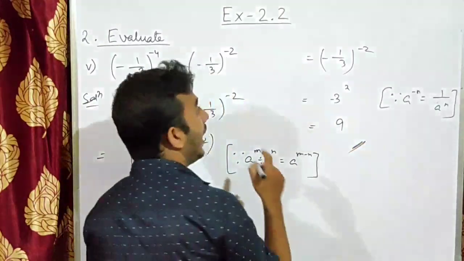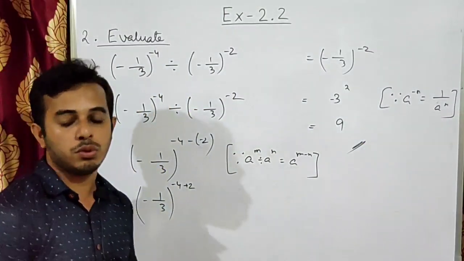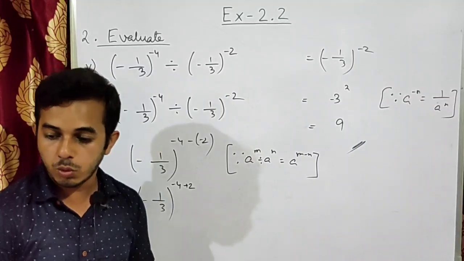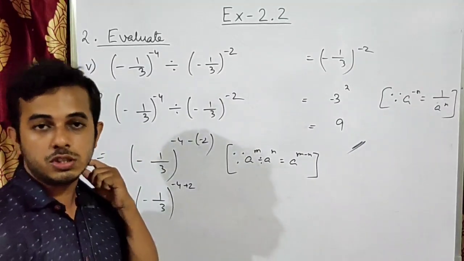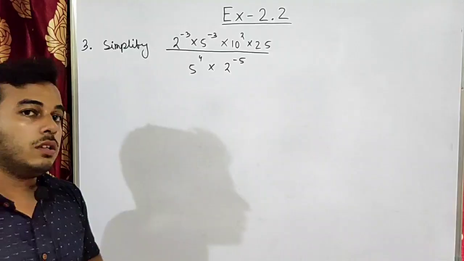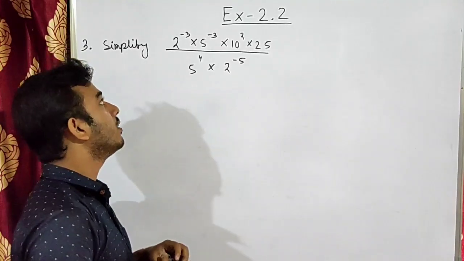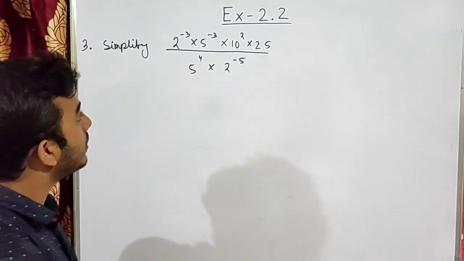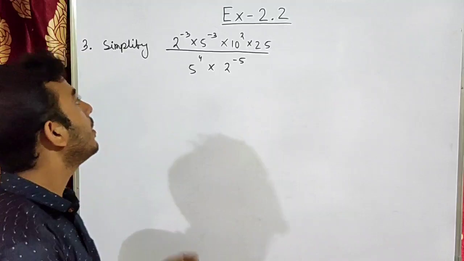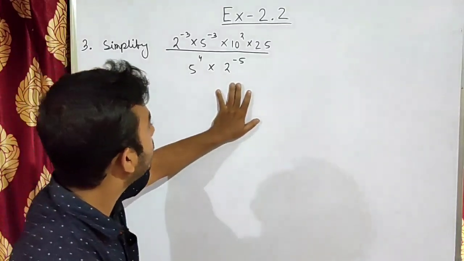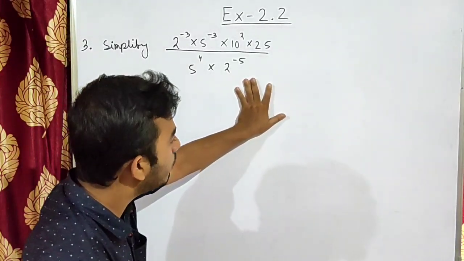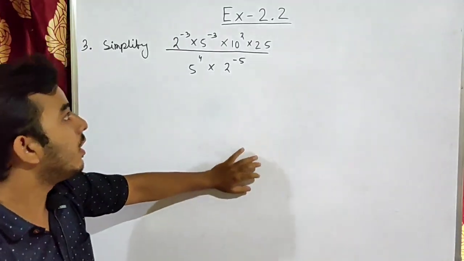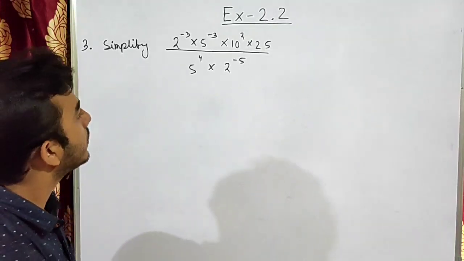Okay. And there is number 3, 4, you can solve yourself. If you don't, we'll solve in our next class. So now let's move to our question number 4. This one is also simplify. The expression is 2^-3 into 5^-3 into 10^2 into 25 divided by 5^4 into 2^5. Just look minutely, with full concentration. How I simplify this. So let's start.